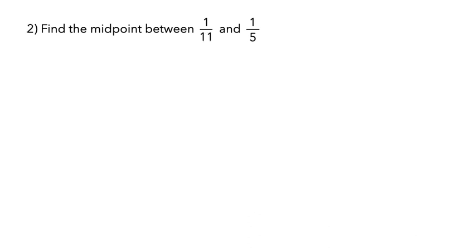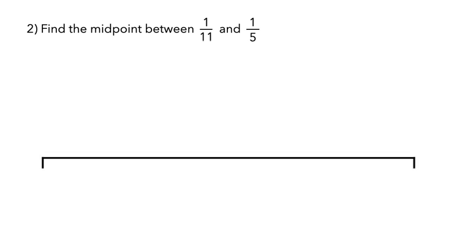Let's up the ante a bit with a harder version of the same problem. Find the midpoint between 1/11th and 1/5. Again, on our number line, we know that 1/11th must be smaller than 1/5, but what's the midpoint? Well, first we need to find the difference between the two fractions like we did before. Can we use a common denominator? Well, the easiest one would probably be 55.